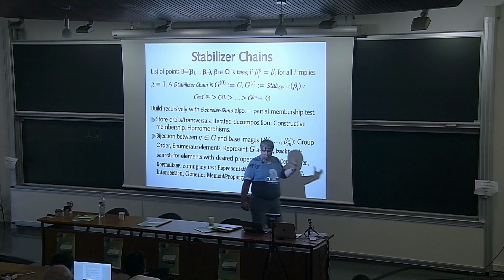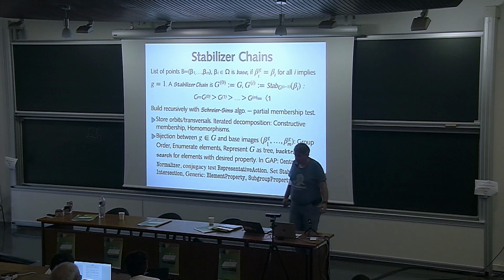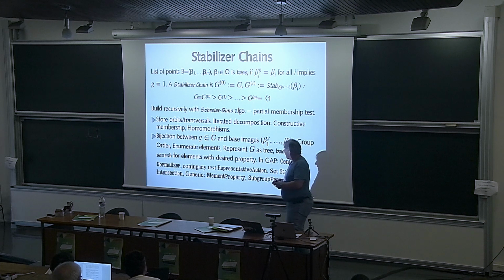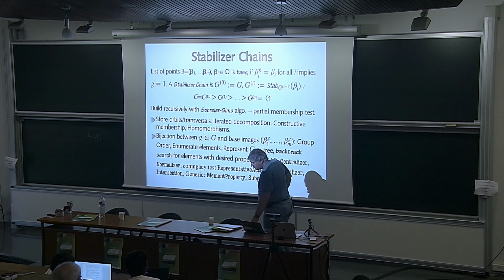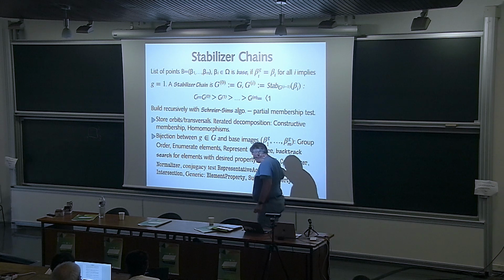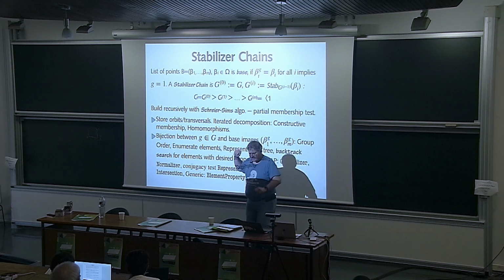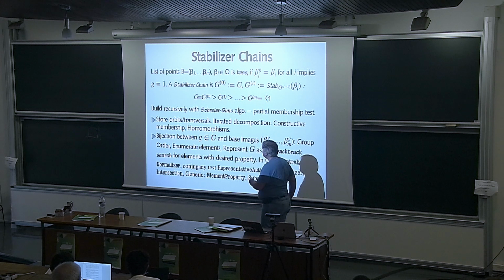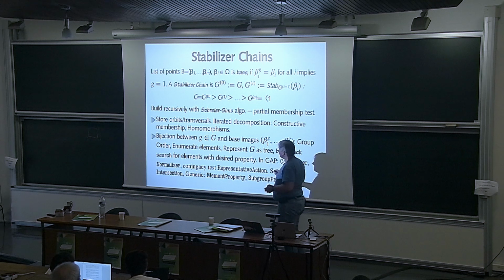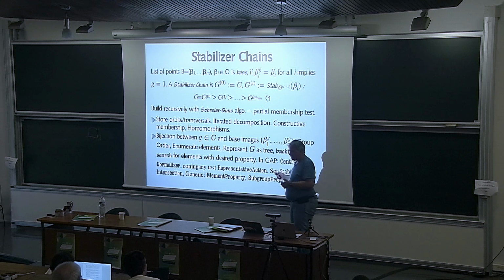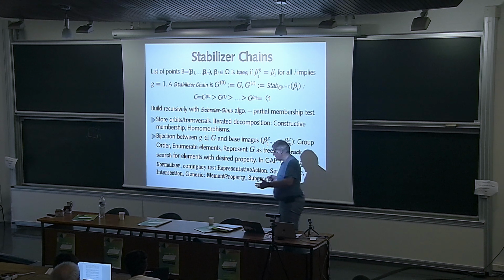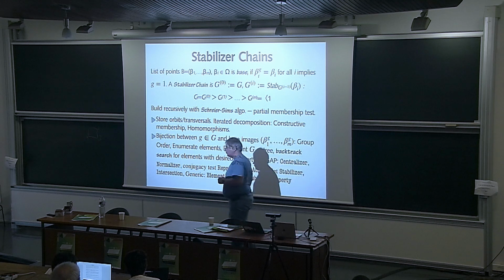So that's really what a stabilizer chain is. Now, how can we test membership if we have such a chain? We take the element, we look at what is the image of the first base point under that element. If the image is not in the first orbit, we know the element cannot be in the group.